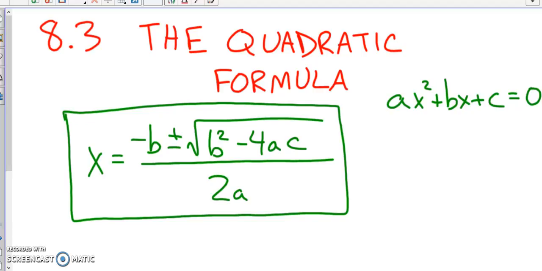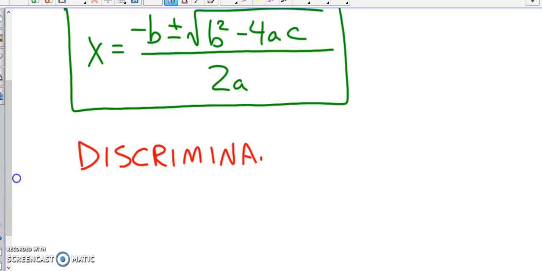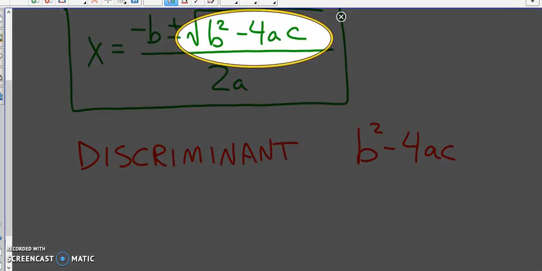Now, one thing that you can glean from this information is what's called the discriminant. The discriminant is b squared minus 4ac. So if you notice, that's the piece of this formula that's underneath the radical.